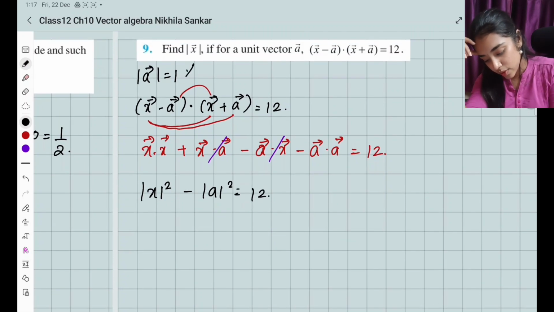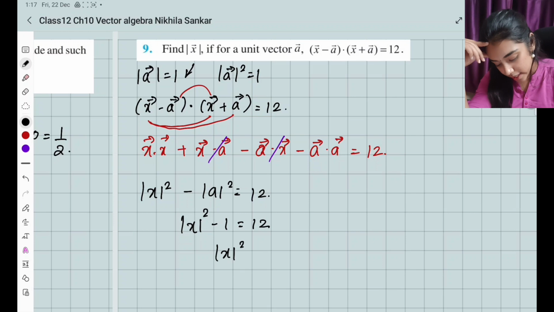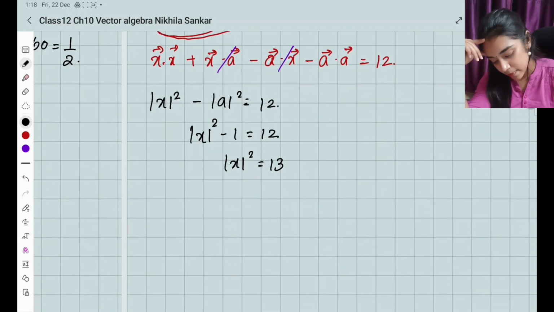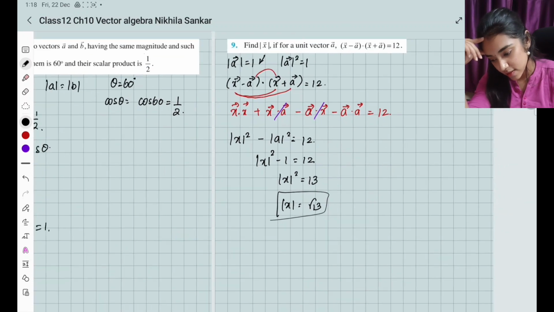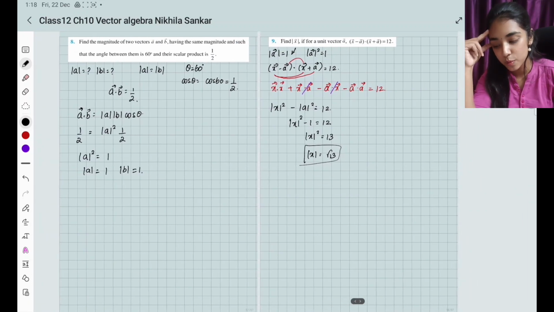I just found out that a-oda magnitude is going to be 1. So a square is also going to be 1. So I have mod x square minus 1 equals 12. Mod x the whole square equals 13. And mod x equals root 13. So this is going to be my answer. Okay. Please copy. Unit vector nu therinjadanaala dhaan a ku substitute panna mudiyudhu. Okay.